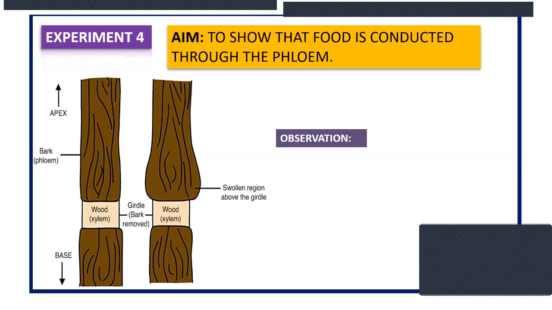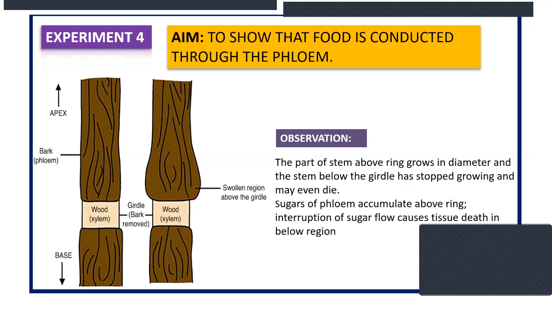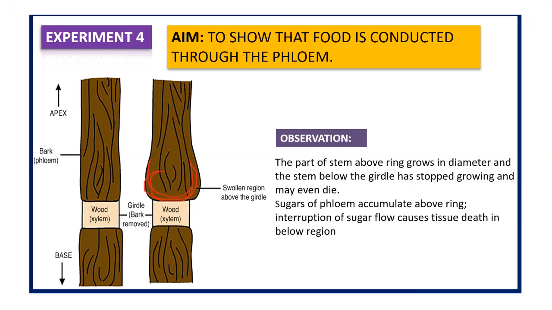After a few days, what will be observed? We observe that the part above the girdled portion swells. It increases in diameter. It is swollen, whereas the part below the girdled portion shrinks and dies. Now, why is it so? This indicates that the food which had to be transported is getting accumulated in the upper portion, above the girdled portion, because there is no phloem to transport it. And so the lower part does not get sufficient food.